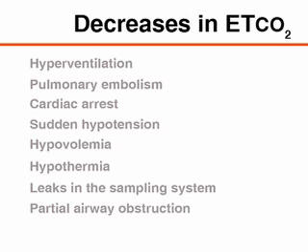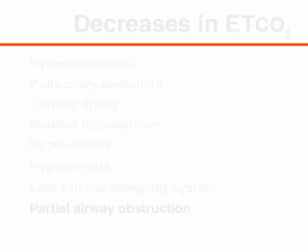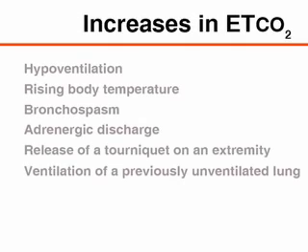Decreases in EtCO2 can be due to hyperventilation, pulmonary embolism, cardiac arrest, sudden hypotension, hypovolemia, hypothermia, leaks in the sampling system, or a partial airway obstruction. Increases in EtCO2 can result from hypoventilation, rising body temperature, bronchospasm, adrenergic discharge, release of a tourniquet on an extremity, or ventilation of a previously unventilated lung.